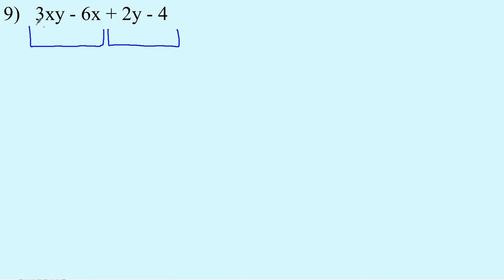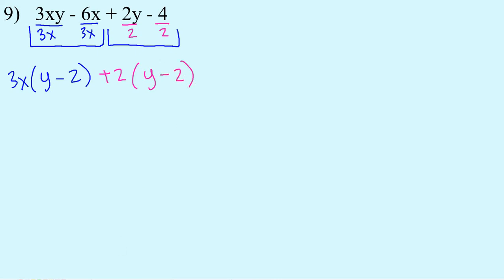So then I think about my first 2 terms, and I go, okay, what can I take out? What do they have in common? They both have a 3 and an x. So I'm going to divide out that 3x. So I'm left with y minus 2. Then in the next one, I'm going to look at those 2 terms. What can I divide both of those by? I can divide them both by a positive 2. And when I do that, I'm left with y minus 2. Well, isn't that handy dandy? Did you notice that these parentheses are the same? That's a sign that I did it correctly. If they are not the same, then I need to fix what I'm doing.